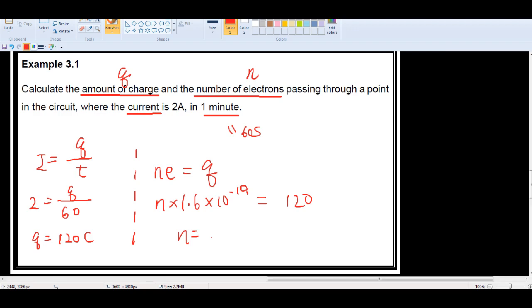Okay, I'm searching for the answer, right? Give me a minute. Okay, so the answer would be just 27.5 times 10 to the power 20. Okay, so that will be the number of electrons.